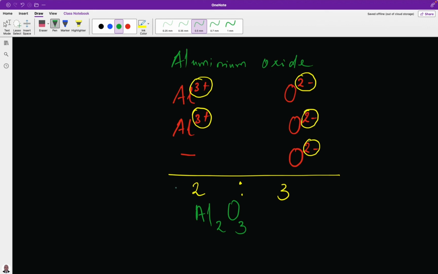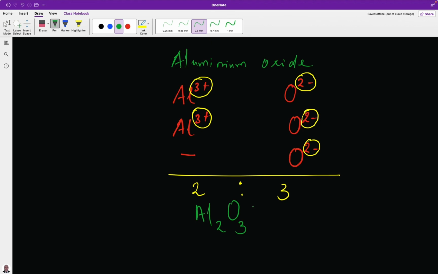Now the last stage is, in which ratio are the ions? How many of the aluminum ion did we add? We added 1 and 2, so we have 2. How many of the oxide ion did we add? We added 1, 2, 3 to balance the charge. We have 3 oxide ion. So the ratio is 2:3. Now let's write our formula. Our formula will be aluminum 2 and oxygen 3. That is how you can balance the charges.